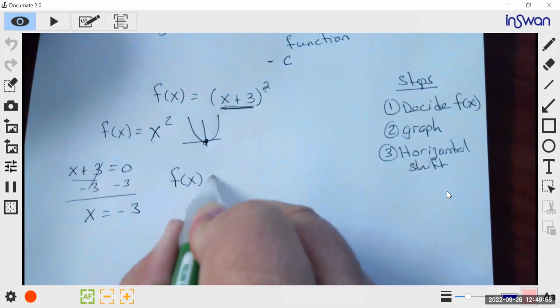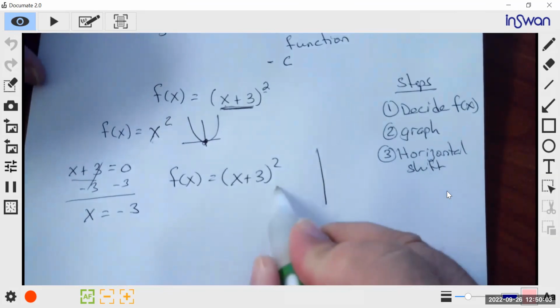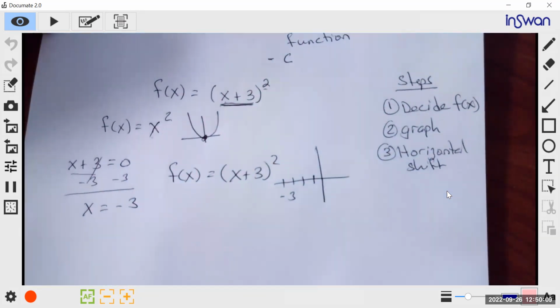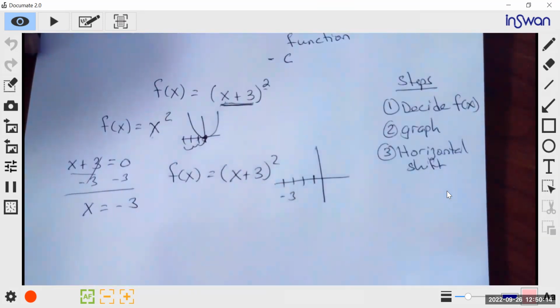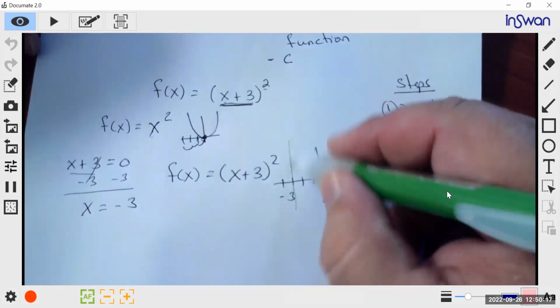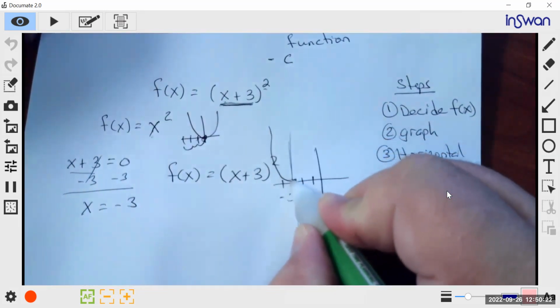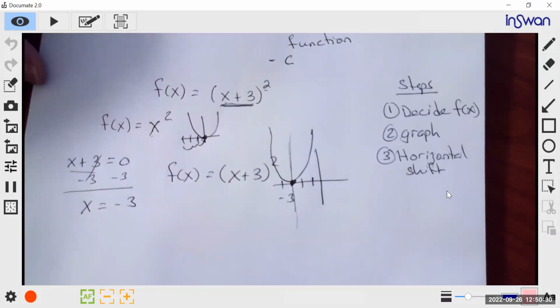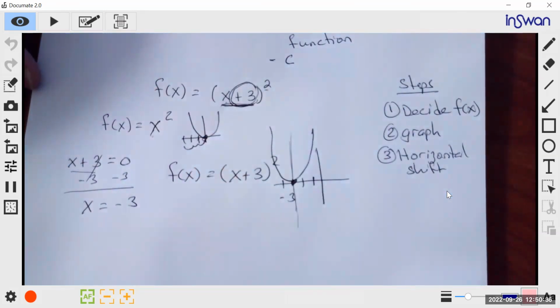So our horizontal shift, what's happening is our origin is moving to the left 3 spaces. So we have a new origin. The graph looks the same. It's just moved 3 to the left. Again, it's always opposite the direction of what's inside the parentheses.